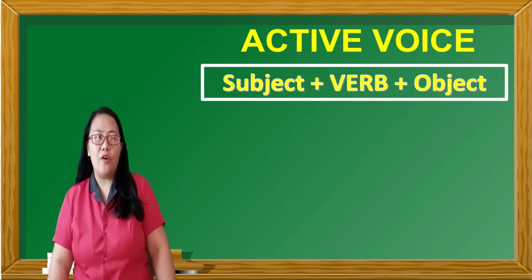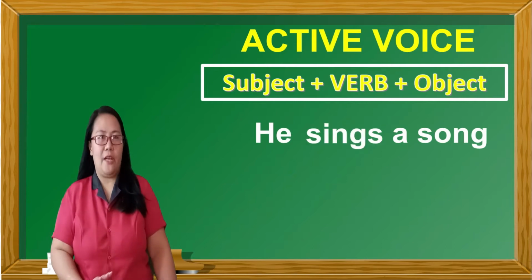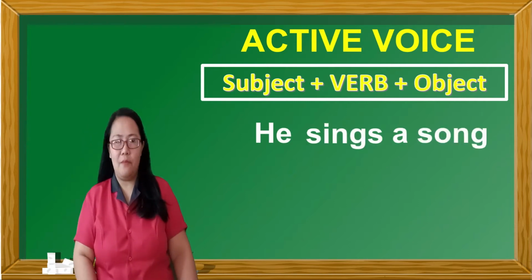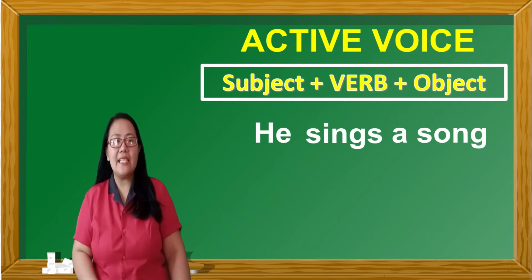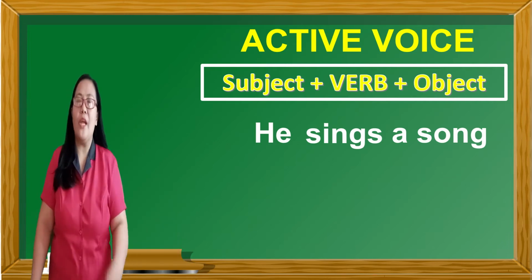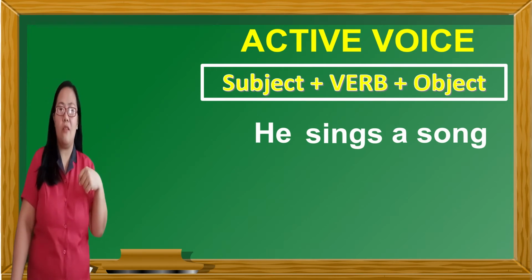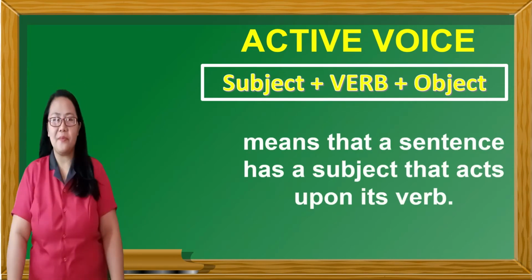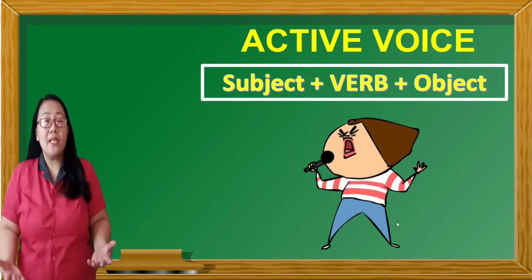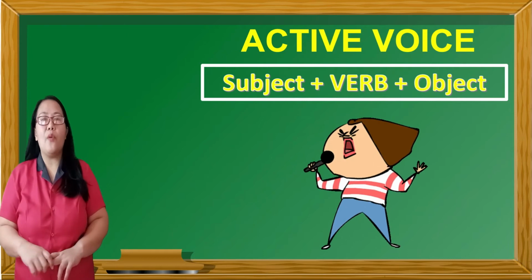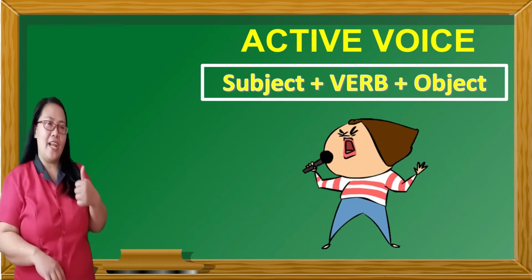Remember, class, active voice has a sentence pattern following subject plus verb plus object. Again, subject plus verb plus object. In our previous example, we used the sentence, he sings a song, where he is our subject, sings is our verb, and a song is our object. That means that active voice is where our subject is the doer of the action. Do you get it? Great!